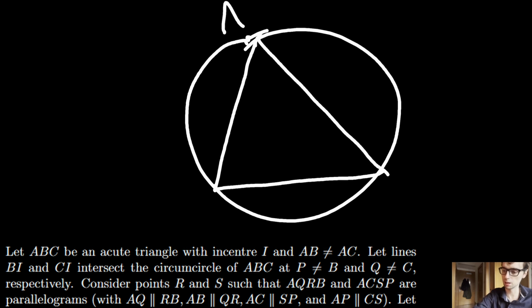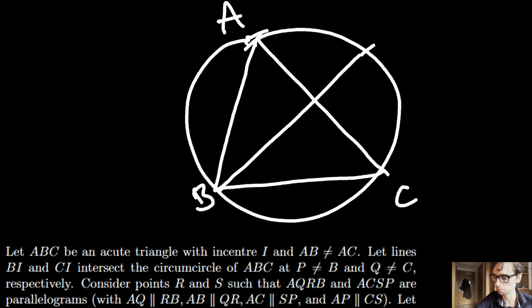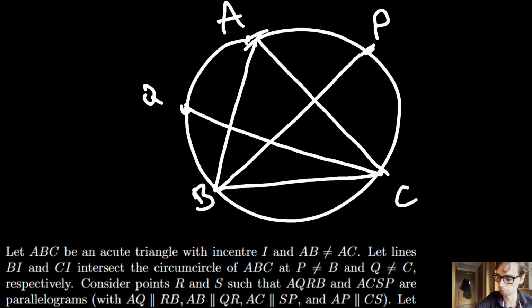ABC, so A is going to be up, B and C are going to be here. The reason we draw A up is because this seems to have some symmetry with respect to A, as we continue reading. So BI, the angle bisector, intersects the circumcircle, and CI intersects it as well. So these are points P and Q.